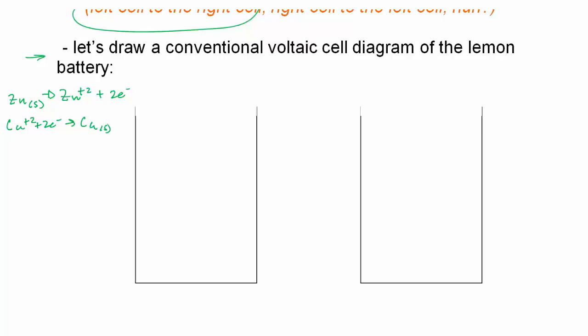Okay. So what we need here, and remember we want the anode over here. So we want to produce electrons here. So we'll draw on our zinc solid, right, a piece of zinc solid. So this is just a hunk of zinc solid. And then on the other side, we'll have some copper, right, the copper solid.